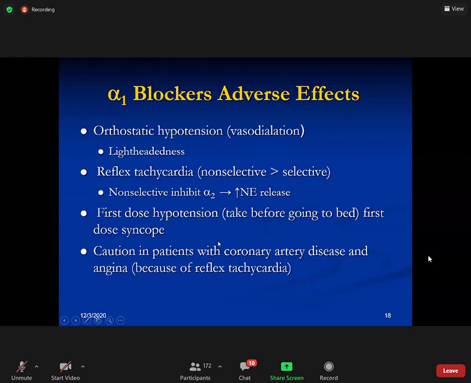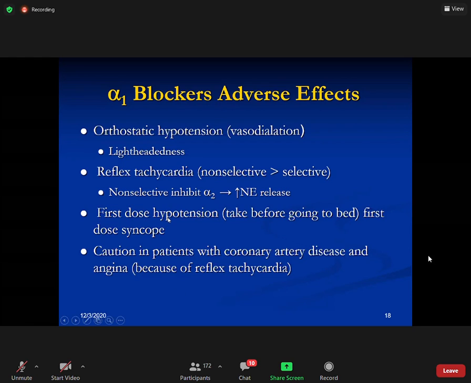Now, what is the adverse effect? Usually, because we're causing vasodilation, what will happen? Orthostatic hypotension. So you will have lightheadedness, and what you need to do is stand up slowly when lying down. Reflex tachycardia, especially with non-selective more than selective. The non-selective inhibits alpha 2, as I showed you in the picture, increasing norepinephrine and leaving the beta 1 acting, increasing the heart rate.